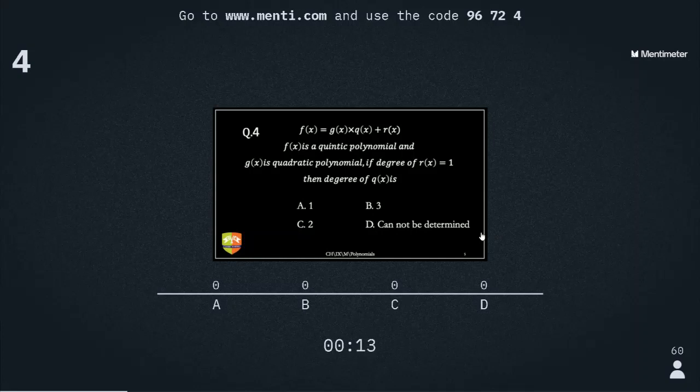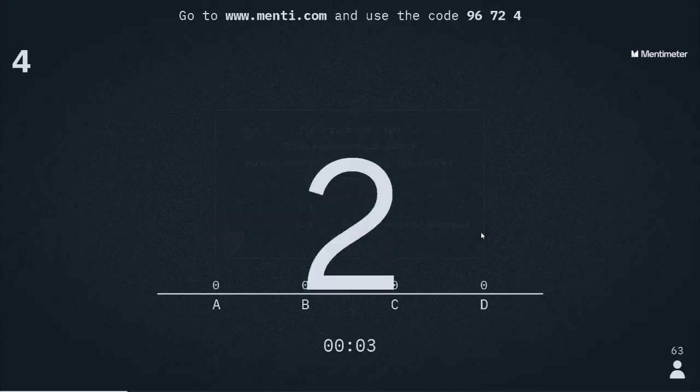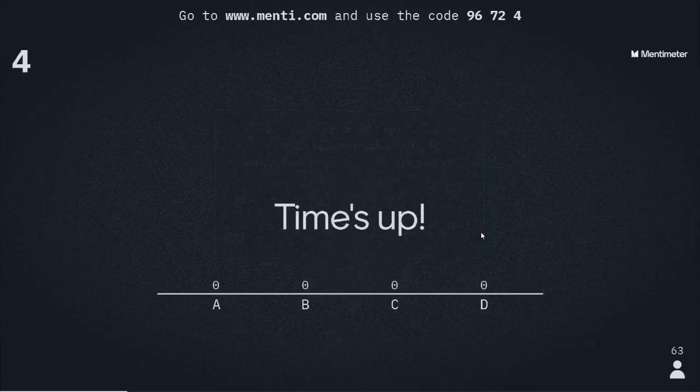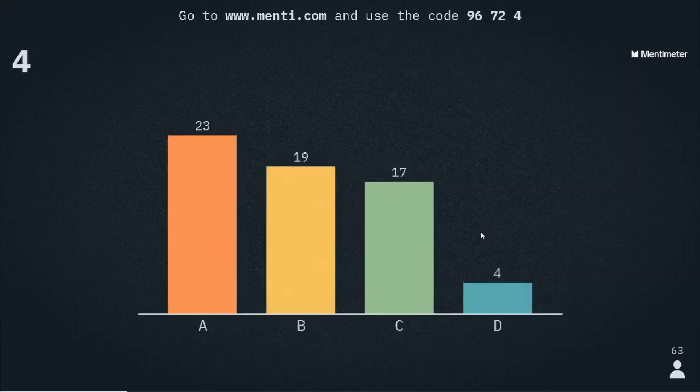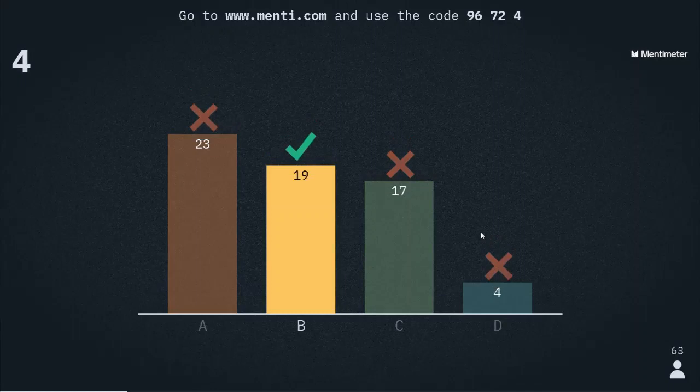So what is 6? Don't know. Hextic, heptic, octic, like that. Okay. Chalo, very good. So it was 5. So if you know, sad.